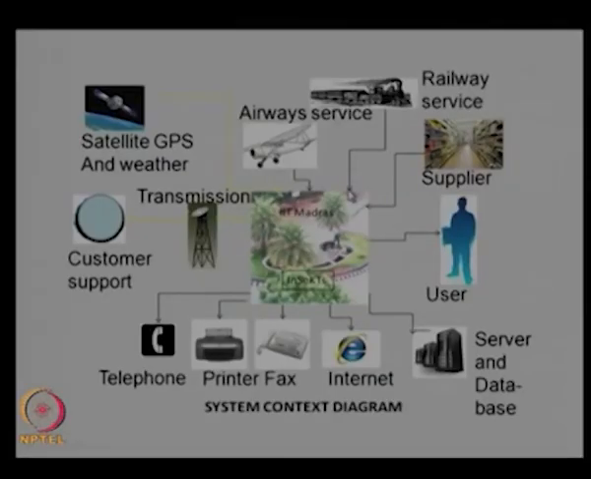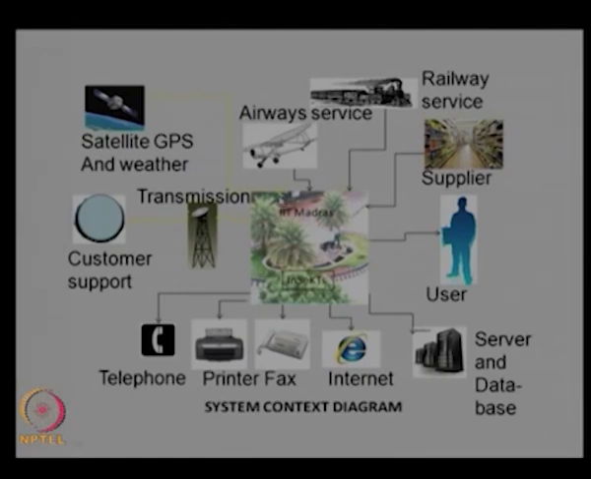So, once we have this, we discussed the context diagram and the external systems associated with the main system. And the next task is basically to analyze the functions of the system, or we go for a functional decomposition. So, as we explained in the previous lecture, the system context diagram is shown here.